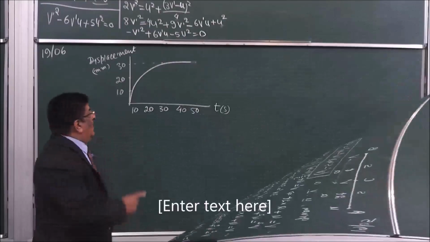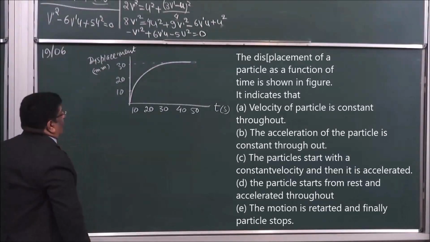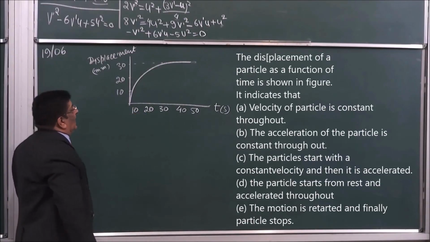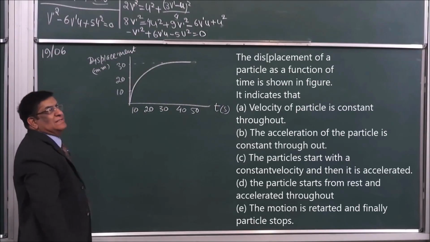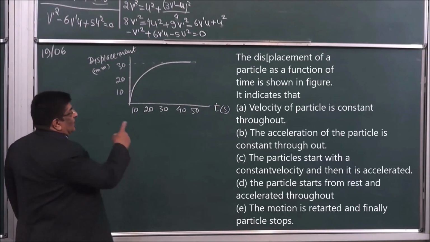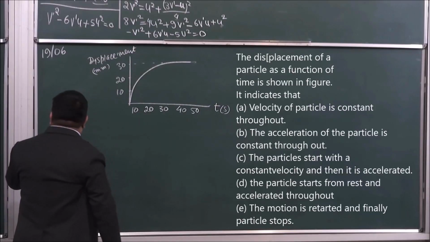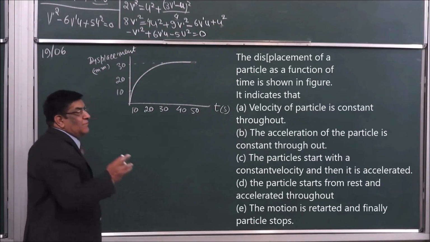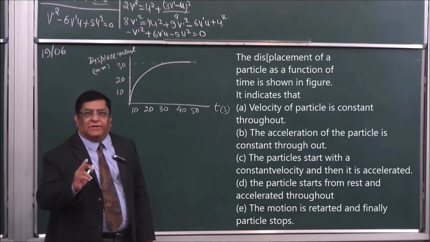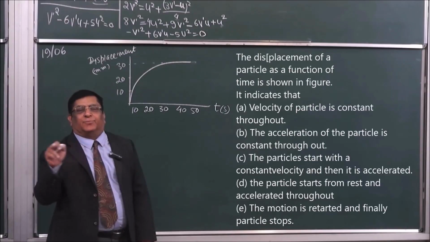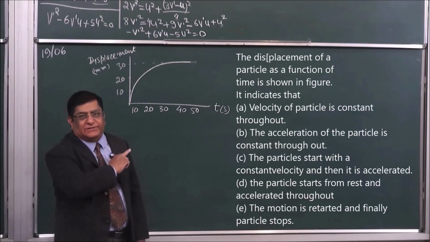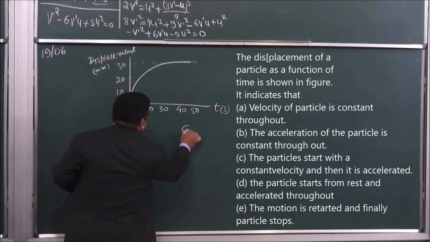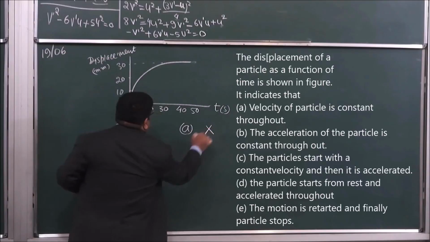Thank you. This is a displacement time graph. There are 5 statements given to us and we have to find which one is the correct statement. The first one is velocity of the particle is constant throughout. If velocity is constant, we have learnt that xt graph should be a straight line. It is not a straight line, so option number A is cancelled, not correct.